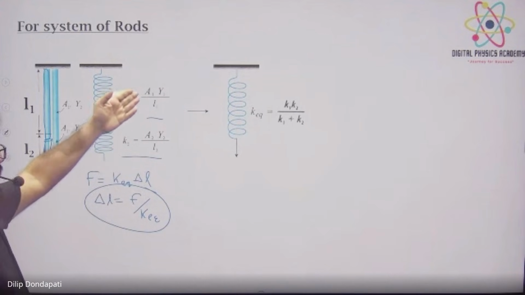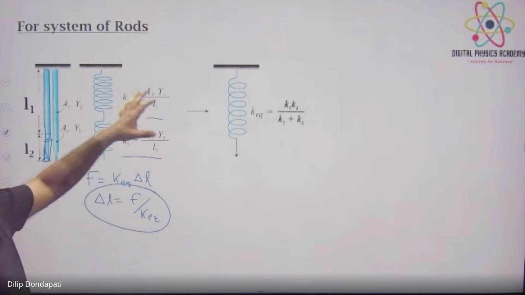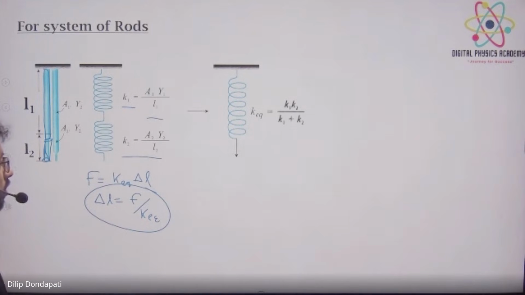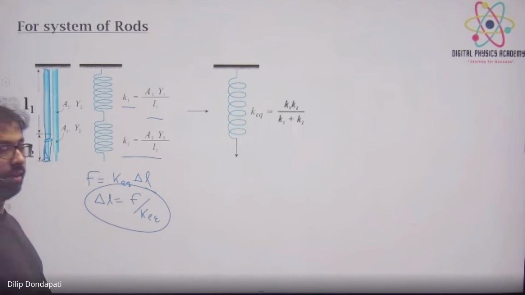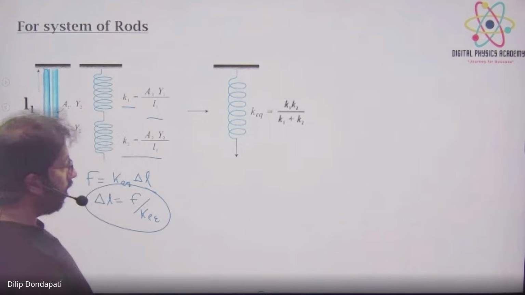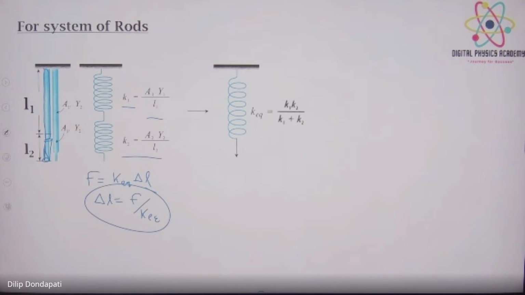So this is general, for all systems of rods, k equivalent is k1 k2 by k1 plus k2. Yes, because k1 is always AY by l, use that. So for all rods, this is valid. Done. If they are in parallel, then simply k1 plus k2.